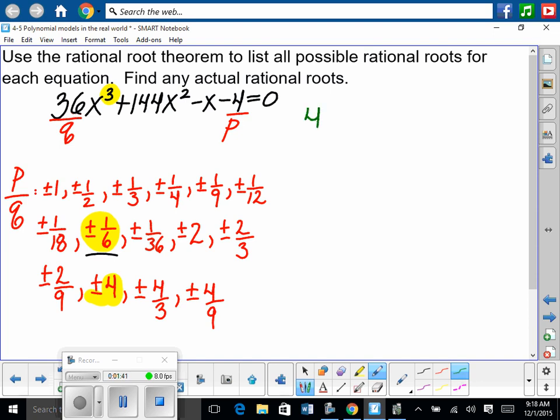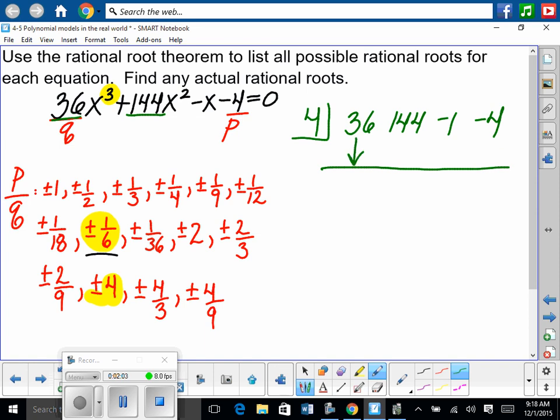So we go through. I write a 4. Remember synthetic division, you set it up like this. Then you take your coefficients and list them out. So we have 36, 144, -1, -4. And then we draw our line and we start going. Drop down 36. So is everybody following what I'm doing here? Okay. So we're using our whole number root to do synthetic division.